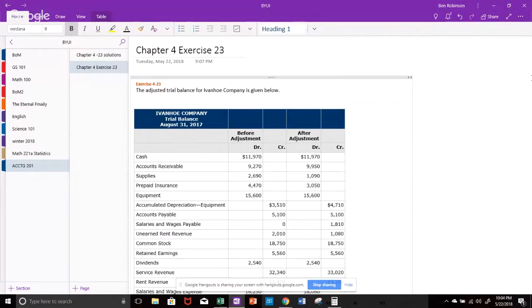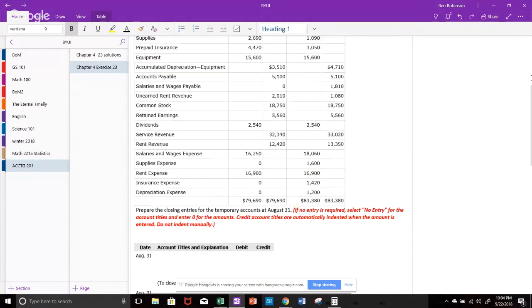Welcome to my review of exercise 23 from chapter 4. In it, we're asked to close out accounts. We have an adjusted trial balance for the Ivanhoe Company, and that's here in the space provided below. And then we're tasked with closing out all the entries.